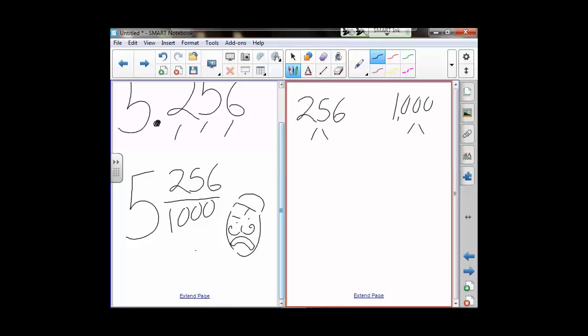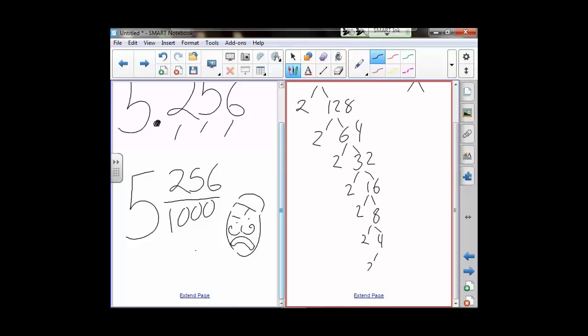What's the number that goes into 256? 128. So I could go 2 times 128. Then break 128 into 2 times 64. Break that into 2 times 32, then 2 times 16, then 2 times 8, 2 times 4, and 2 times 2.